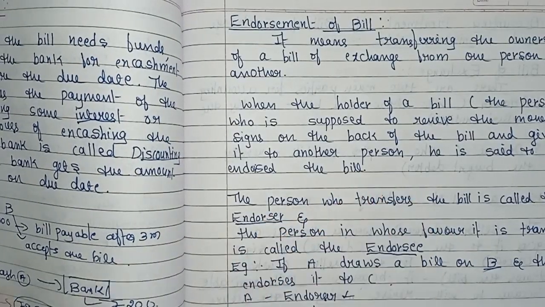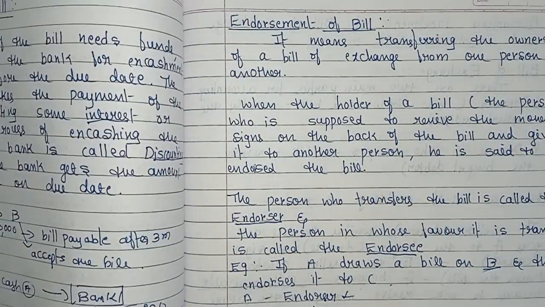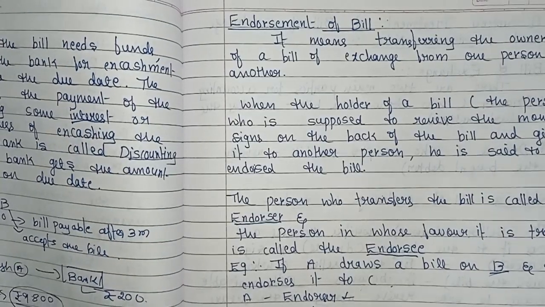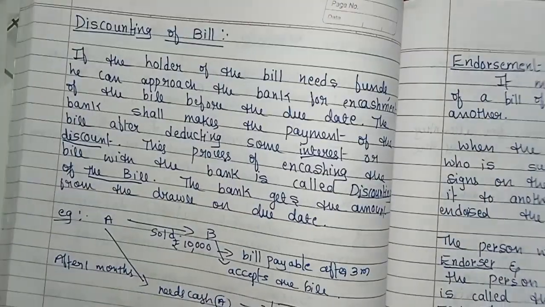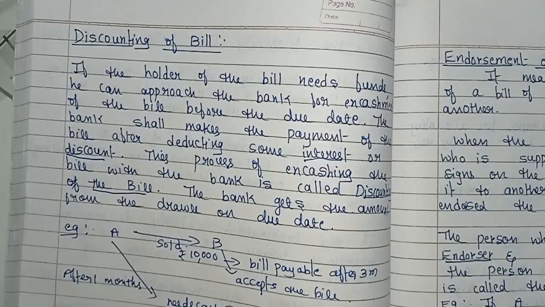Clear? So this is about maturity of bill, discounting of bill, and endorsement of bill. I hope these three terms are very clear to you all.